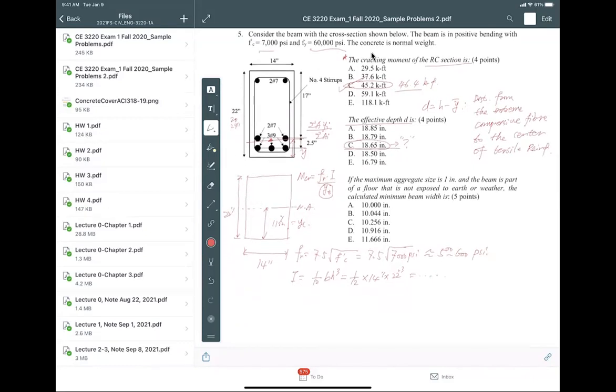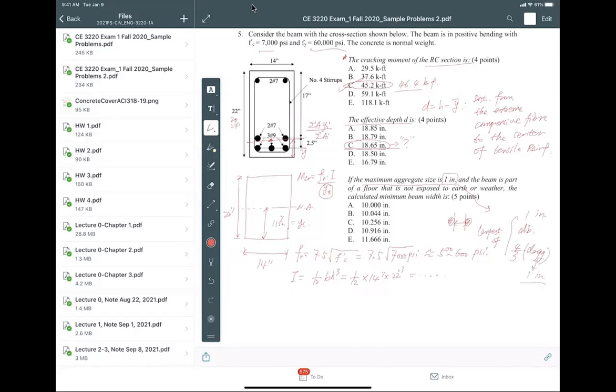All right, now the next one. If the maximum aggregate size is 1 inch, immediately when you see that, you start thinking about the distance or spacing between the bars, especially the horizontal spacing between the bars. And this has to be the largest of 1 inch, db, or 3/4 the aggregate size. Here, in this case, the aggregate is 1 inch.